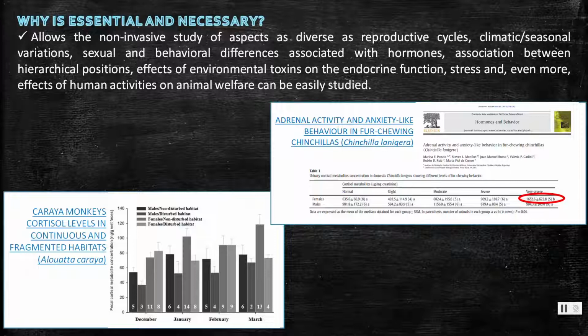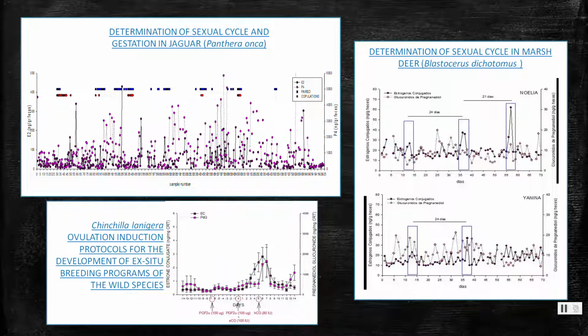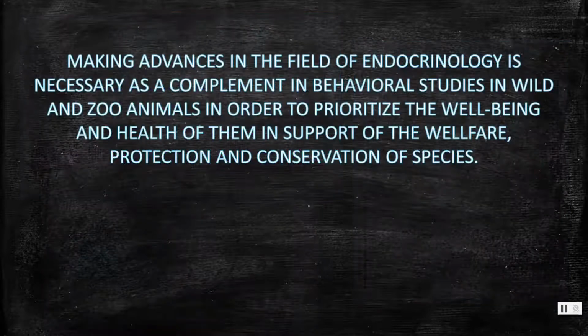Using these techniques, we are able to evaluate, both in the wild and in captivity, aspects as diverse as animal behavior, the impact of hierarchical positions, cooperative bonds, predator presence, a study of reproductive cycles, seasonal variations, sexual and behavioral differences associated with hormones, the effect of environmental toxins on the endocrine function, stress, and even the impact of human activities on animal welfare.